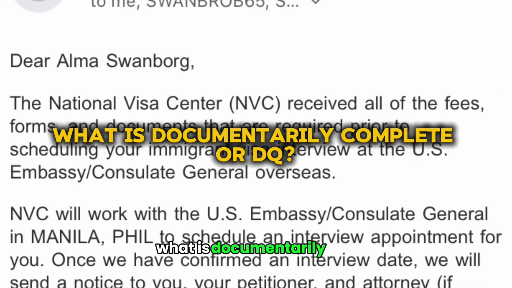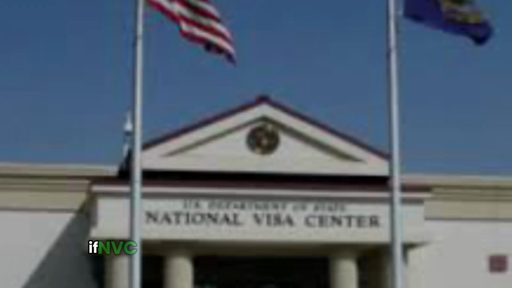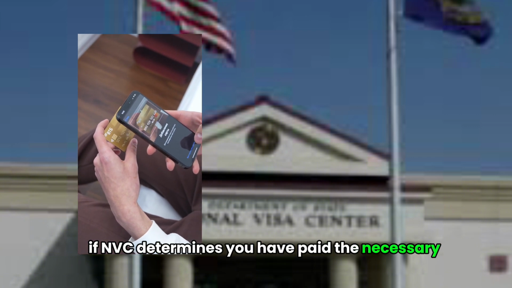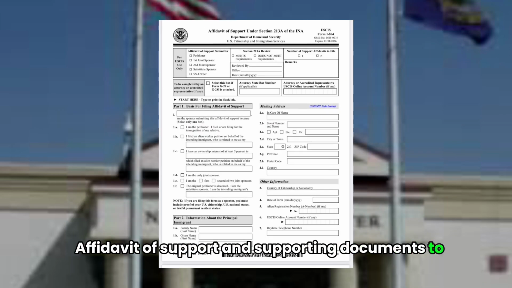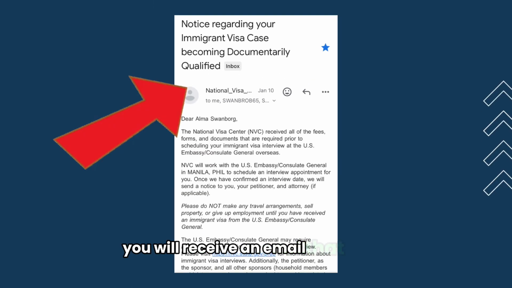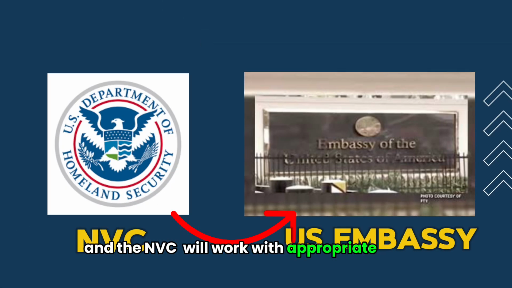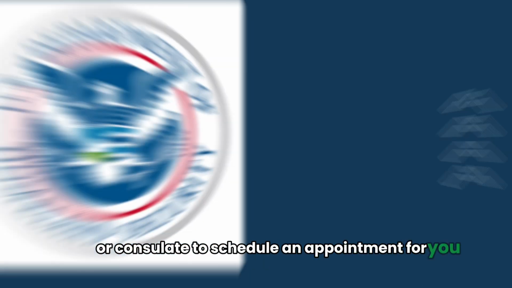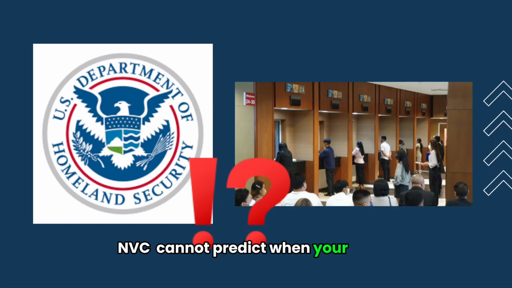What is documentarily complete or documentarily qualified? If NVC determines you have paid the necessary fees, submitted the required immigrant fee application, affidavit of support, and supporting documents to NVC, you will receive an email that your case is documentarily complete or qualified, and the NVC will work with the appropriate U.S. Embassy or consulate to schedule an appointment for you. NVC cannot predict when your case will be scheduled for an interview.